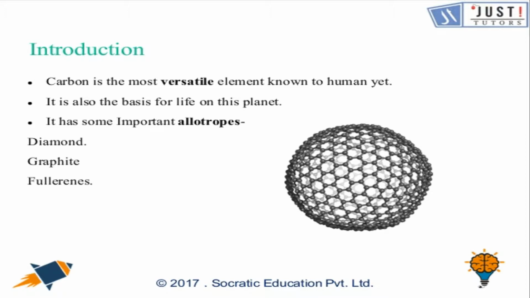And if we talk about the environment, the Earth's crust has only 0.2% carbon, and in the atmosphere we have 0.03% carbon dioxide. It is very little in amount, but still it is very important. Now, allotropes are the different forms of the same element. They have different physical structures, and carbon has diamond, graphite, and fullerenes. We will talk about them.